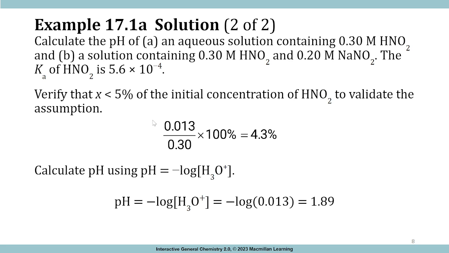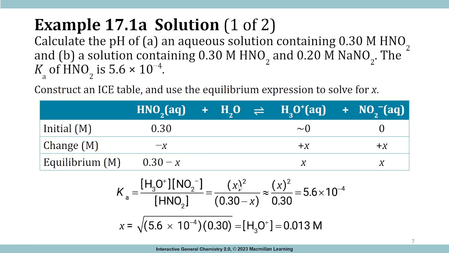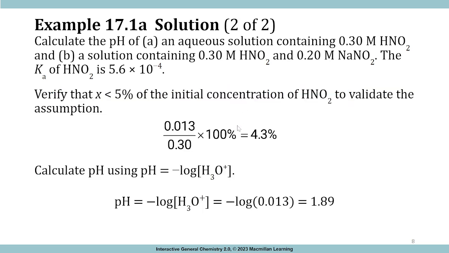This one was actually pretty close, wasn't it? So we got 0.013 for our x. We had 0.3 for the number it's subtracting from. And so we take that times 100% and we get 4.3%. That is below 5%, but just barely below 5%, isn't it? Yeah. So we came pretty dang close.